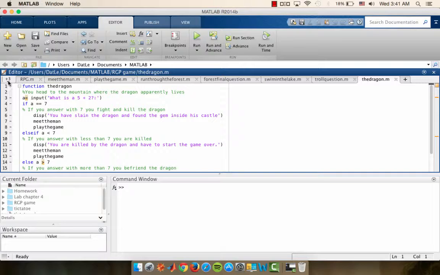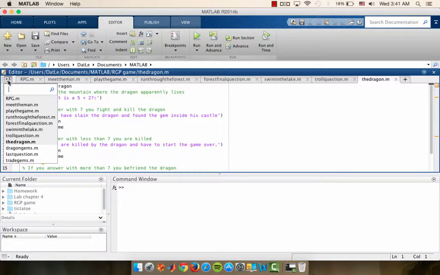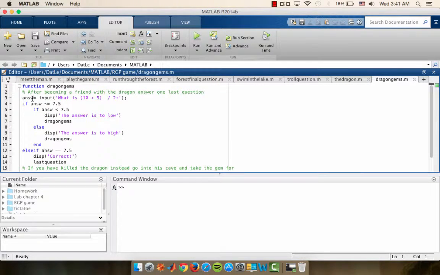And for the dragon, it contains an if-else-if statement, a function within the function. Then after this, it will bring you to the function dragon gems, where if you become a friend with the dragon, you answer one last question, and if you do not answer correctly, you will not receive the gem.